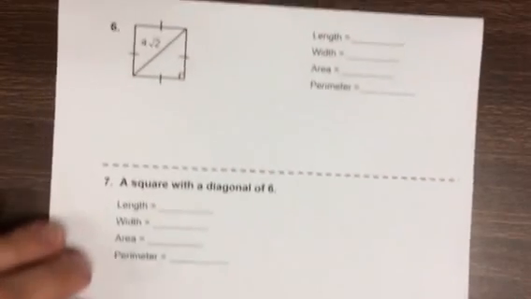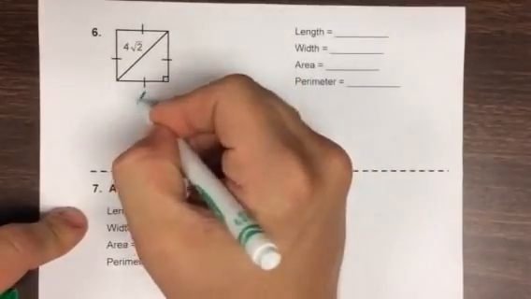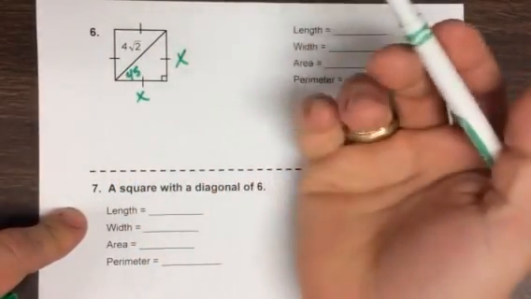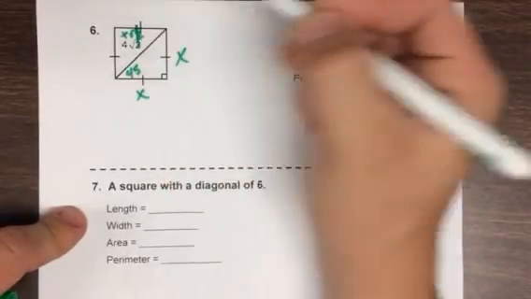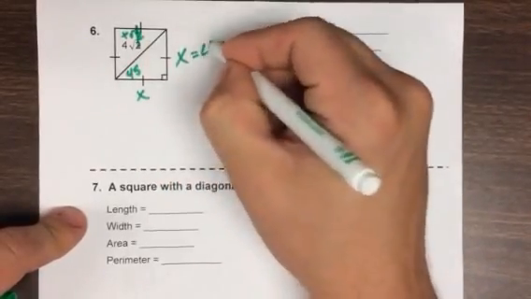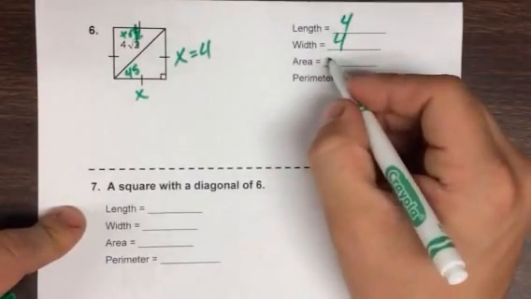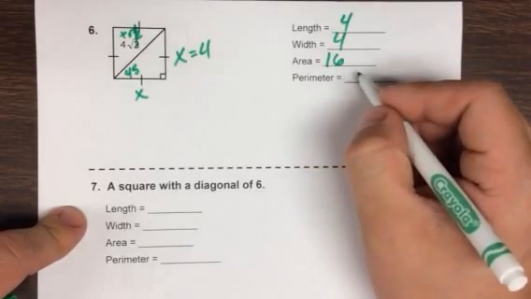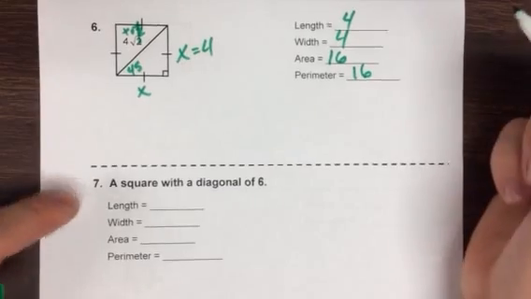Let's look on at example number 6. Here's the other example of our special right triangle. We know these two sides have to be x because it's a 45, 45, 90. It's a square, which makes this x radical 2. Cancel out the radical 2's, x equals 4. So my length is 4, my width is 4. So the area would be 4 squared, which is 16. The perimeter would be 4 times 4, which is also 16.